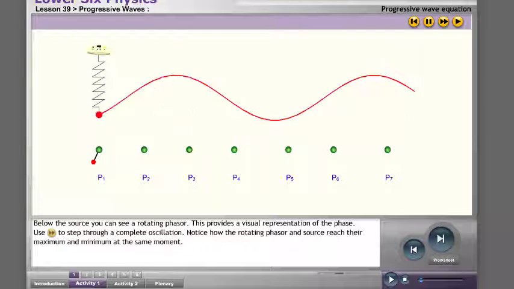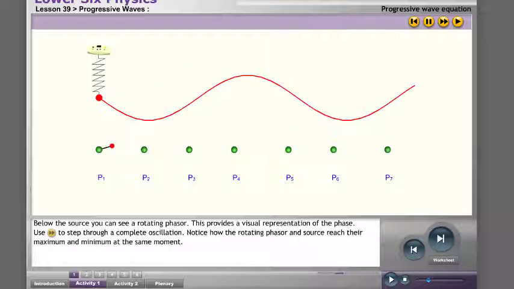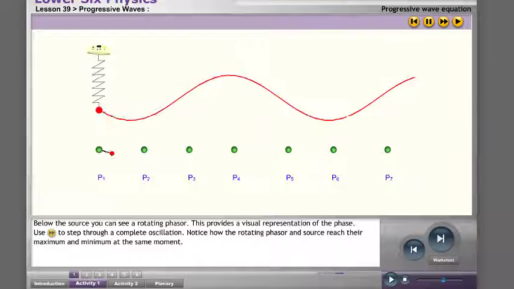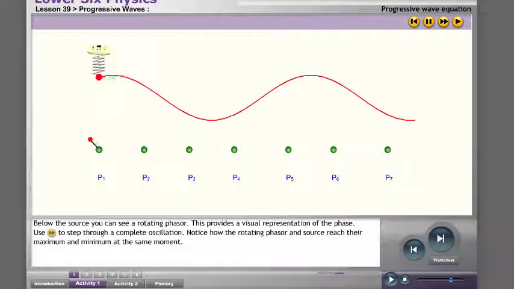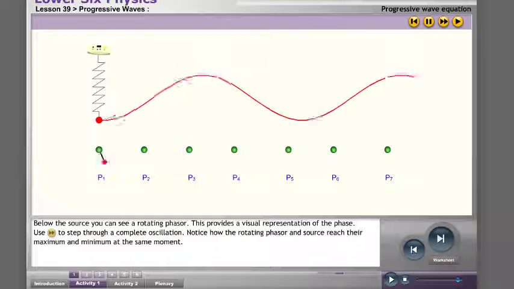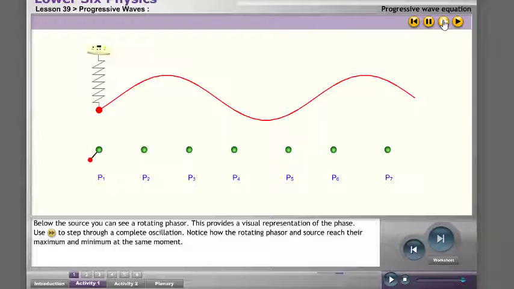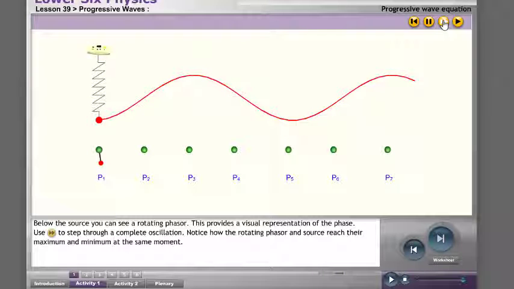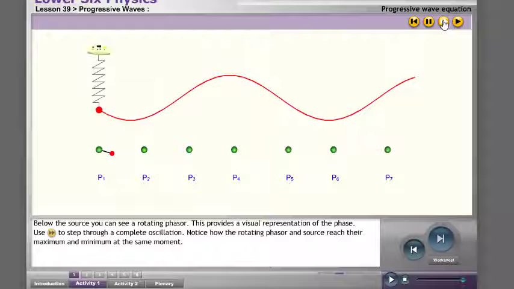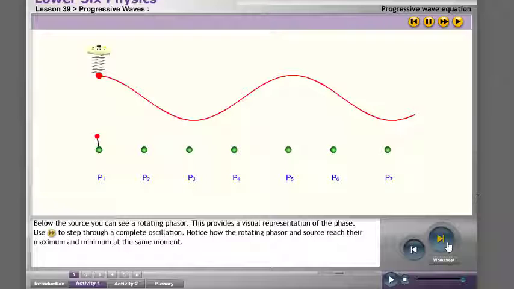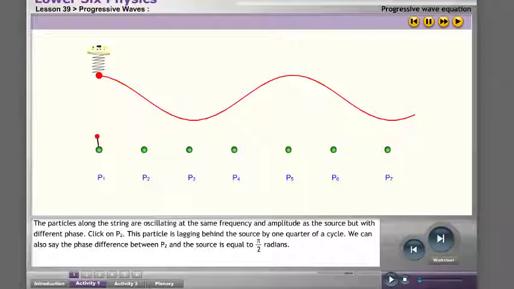Below the source, you can see a rotating phasor. This provides a visual representation of the phase. Use step through to step through a complete oscillation. Notice how the rotating phasor and source reach their maximum and minimum at the same moment. The particles along the string are oscillating at the same frequency and amplitude as the source, but with different phase.